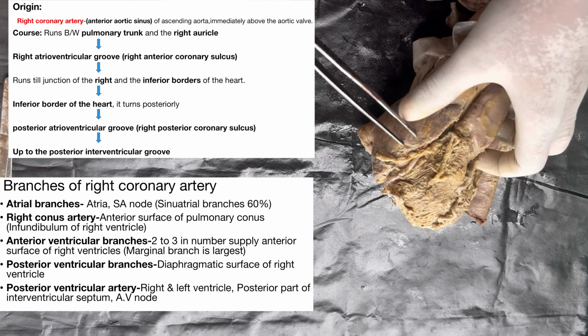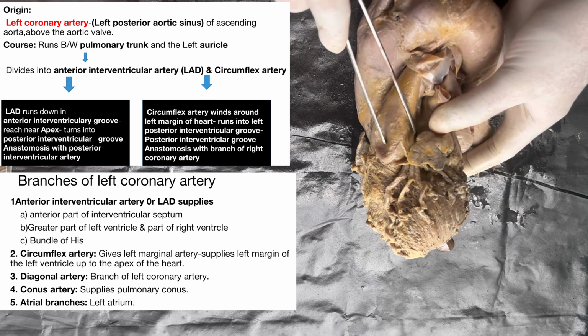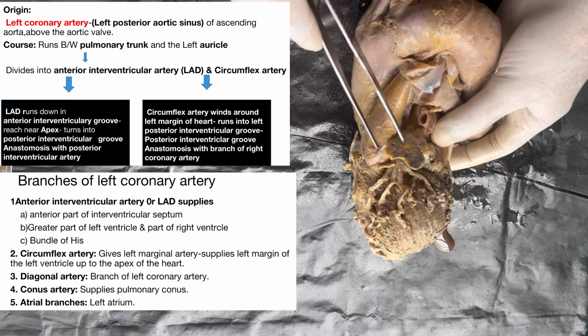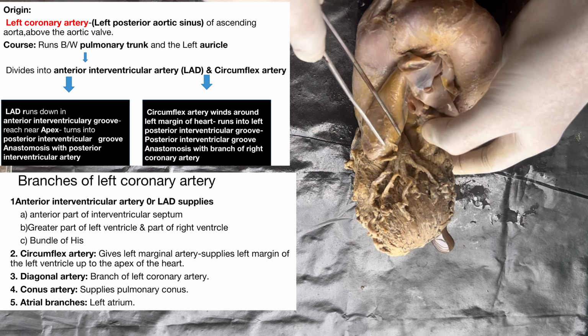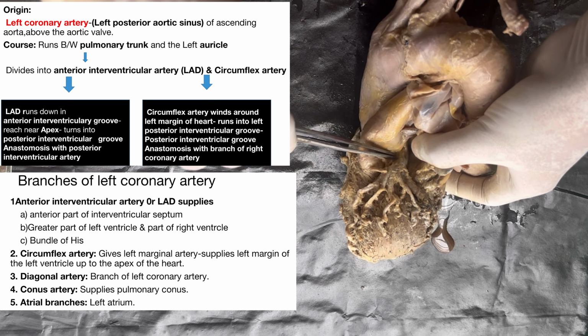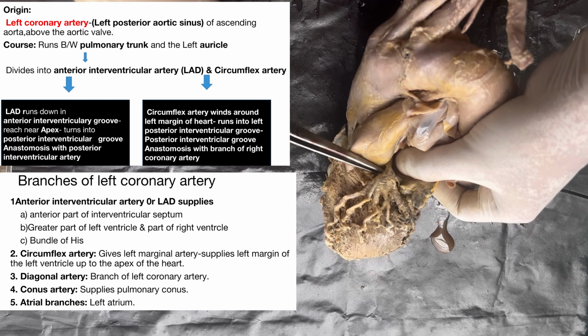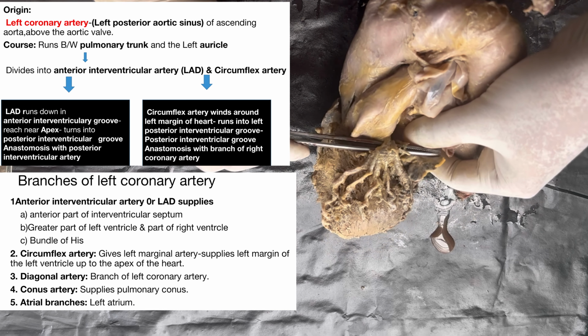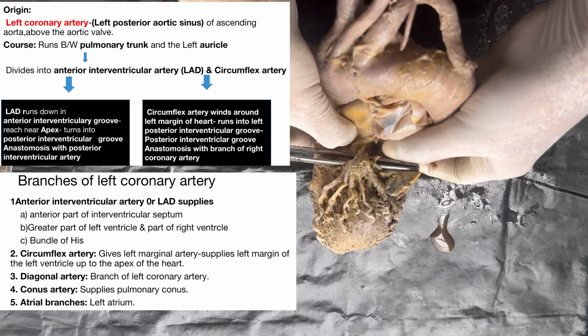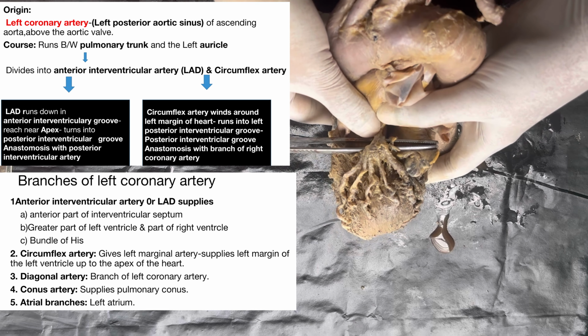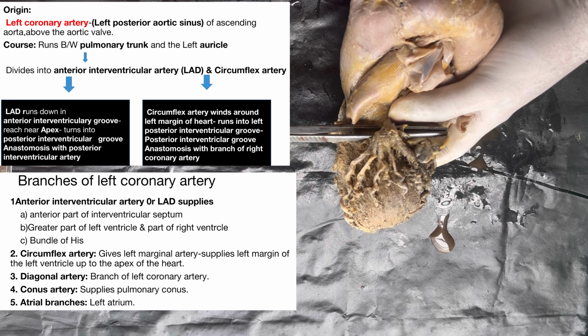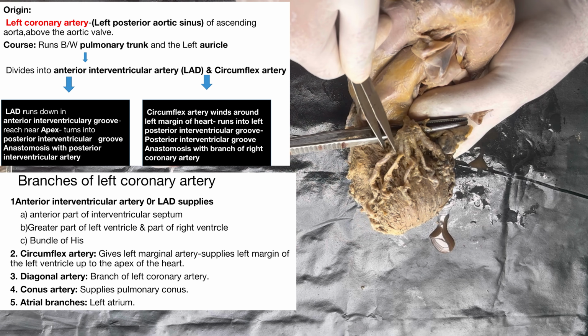Let's know about the left coronary artery. Now this is known as, again, the pulmonary trunk, and this is known as the left auricle. So between the pulmonary trunk and the left auricle, this artery is known as the left coronary artery, which arises from the left posterior aortic sinus of the ascending aorta, that is, above the aortic valve. Now after coming between the pulmonary trunk and the left auricle, it gives two branches.